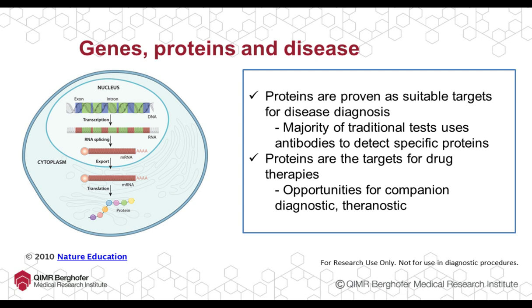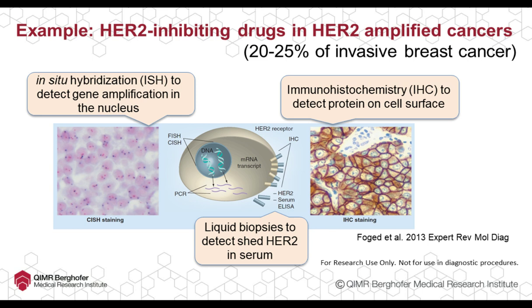Let me share an actual example with you so it's a bit more clear. The example I wanted to use is the use of HER2 inhibiting drugs in HER2 positive or HER2 amplified cancers. Now, there are many different tests that one can use to measure the amplification of HER2. For example, you can use in situ hybridization to detect the gene amplification, and as shown on the slide here, this method detects the amplification in the nucleus.